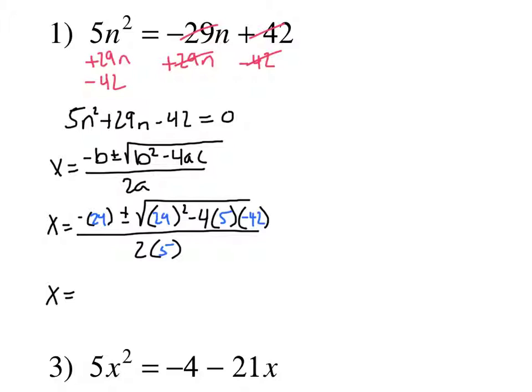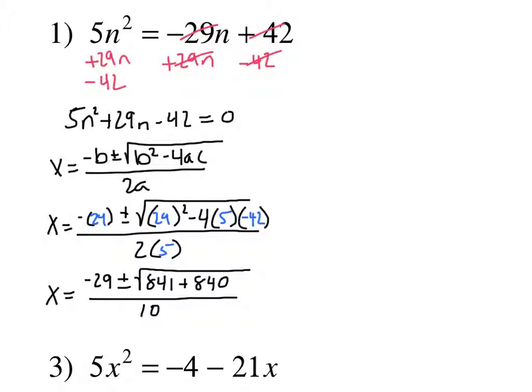All right, so we now have negative 29 plus and minus the square root of, what is 29 squared? 841? And now we've got to take negative 4 times 5 times negative 42. 840. Positive 840? Over 10. Okay, Allie, you have your calculator out. What's 841 plus 840? 1681.